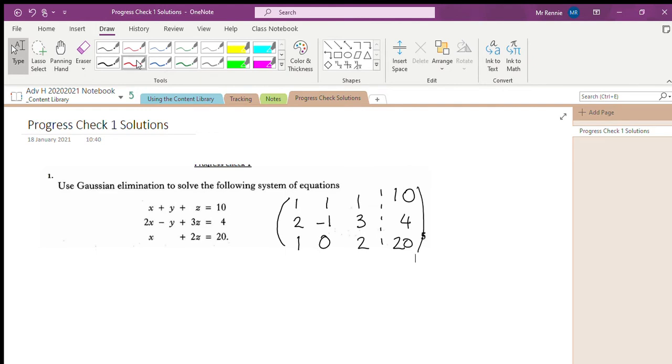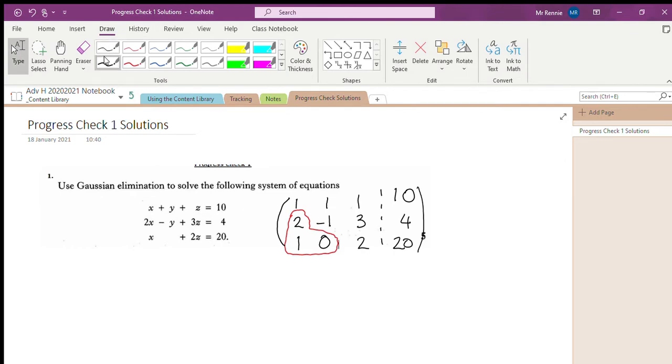How we do this is we look for zeros. We try to get zeros in this lower left position here, and that's my aim, because if I can do that, I can then solve one equation at a time to then find the next variable.